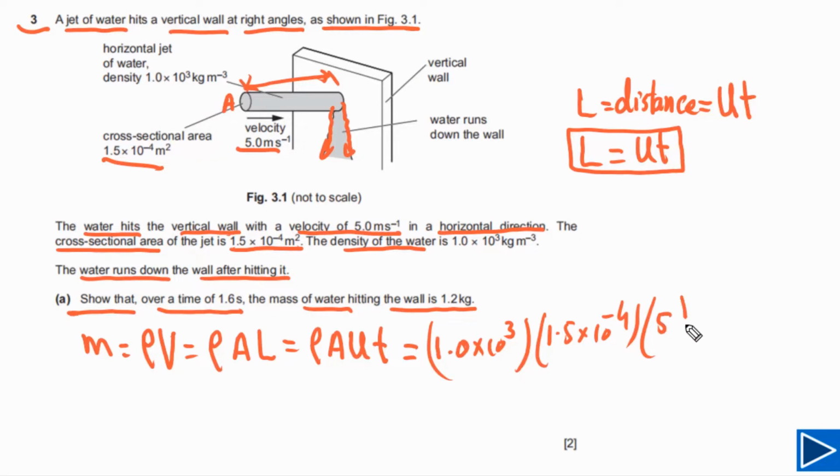So we can write down velocity here, and for time, 1.6 seconds. So this is the value of time. Now if we simplify, our final answer will be 1.2 kilograms, and this is the final answer.